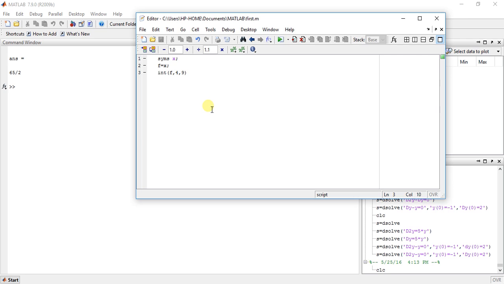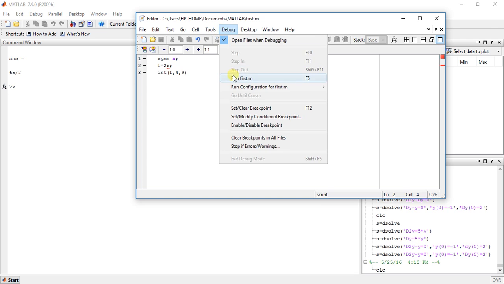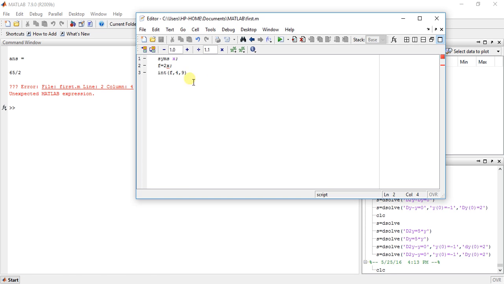This is a very easy and very simple way to find the integration using MATLAB. Now suppose I have 2x here, so the answer will be an error. The answer will be 65. 2 cancel.